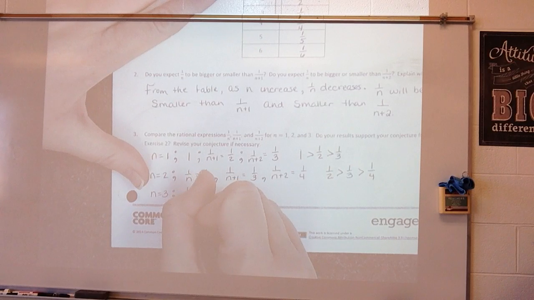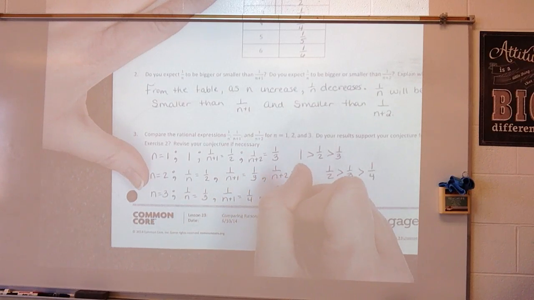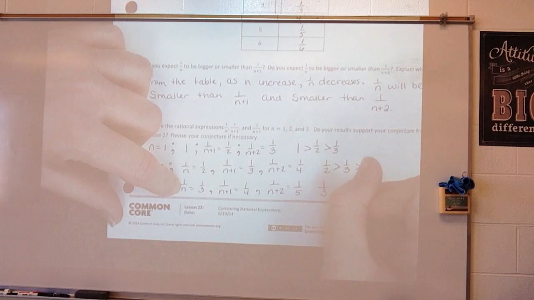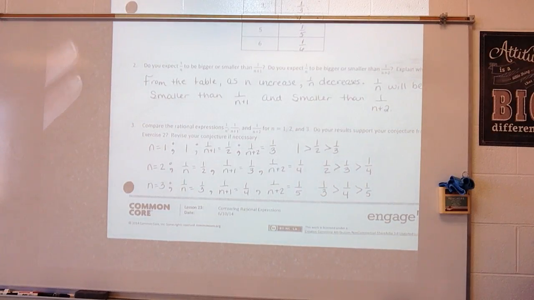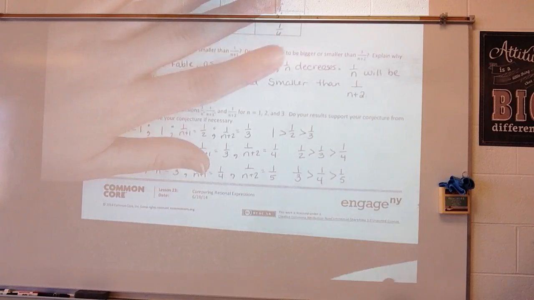1 over n is equal to 1/3. 1 over n plus 1 is equal to 1/4. And 1 over n plus 2 is equal to 1/5. 1/3 is greater than 1/4 is greater than 1/5. Now, how can I know that for sure?